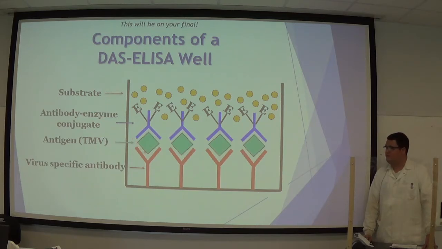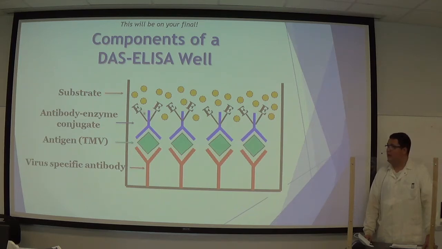So while we have TMV here represented as a diamond, in reality it's got a more complex shape than that. So this conjugate's going to bind to a different part of the TMV, which is held to the well by this other antibody here on the floor. And attached to this antibody are a couple of enzymes, which we have represented here as an E. So if you guys recall anything, enzymes are proteins that can catalyze a reaction.